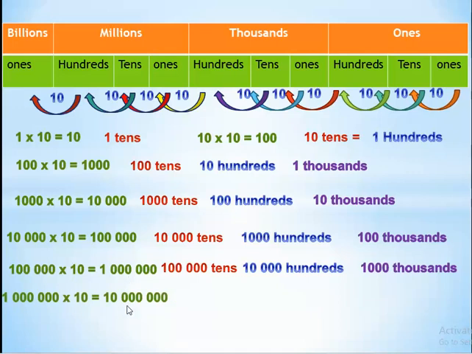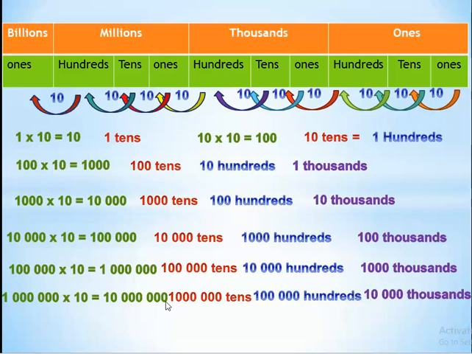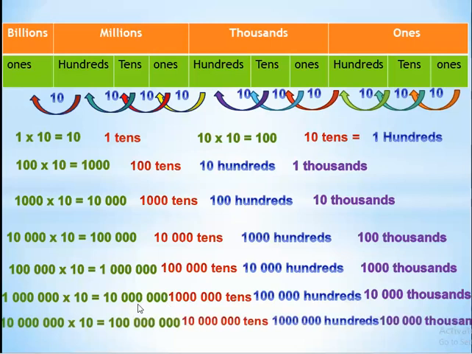1 million times 10 equal 10 million. How many tens? We will hide 1 zero, it means 100,000 million. How many hundreds? We will hide 2 zeros, it means 100,000 hundreds. Okay, how many thousand? We will hide 3 zeros, so it will be 10,000 thousand, and so on.